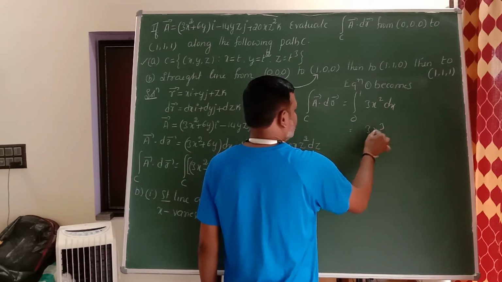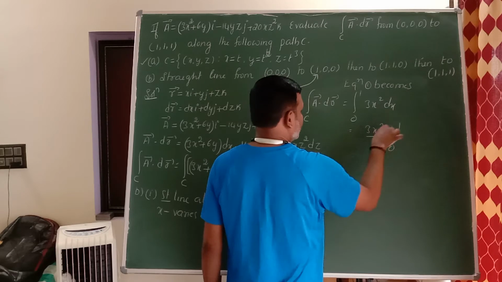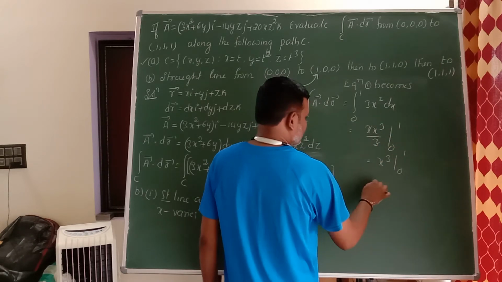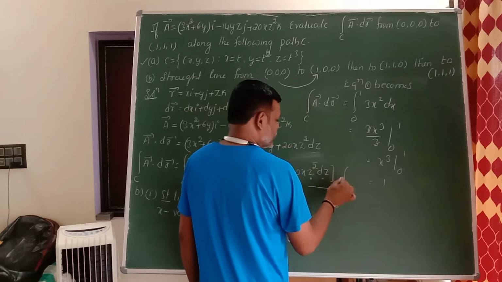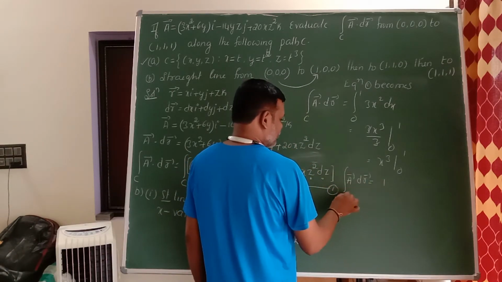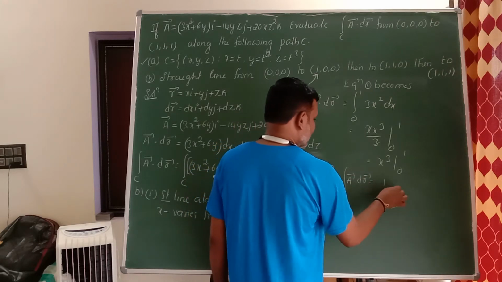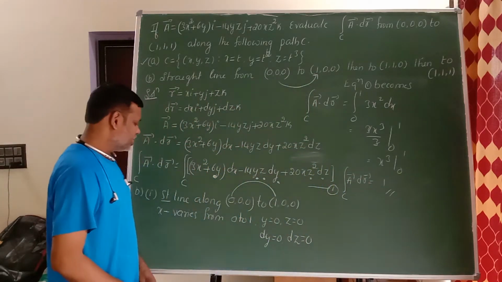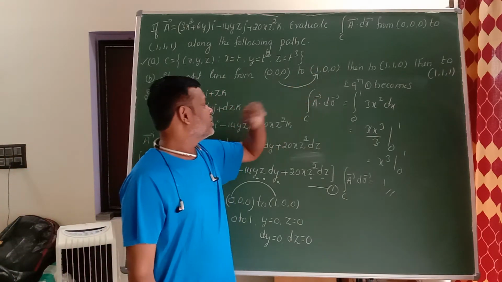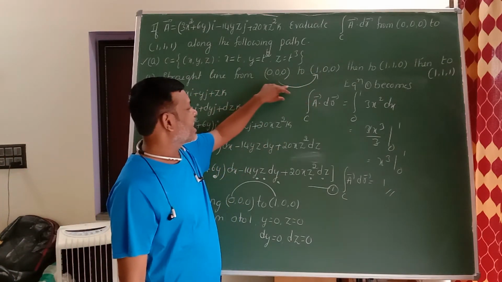So 3x cube divided by 3 from 0 to 1. 3 gets cancelled. Remaining is x cube from 0 to 1. It becomes 1. Therefore the integral of A vector dot dr over the curve is 1. That is the answer. So have a look at this: a straight line from origin to 100, so we have to consider along the x-axis.